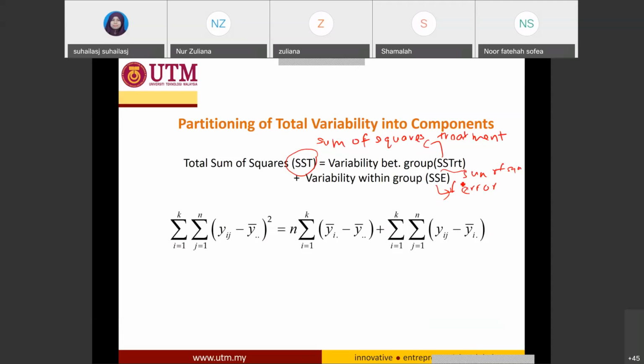So that means your total variation, total variability SST, splits into two components: variability between group and variability within group. Okay, variability between group and then variability within group. Okay, apa maksud dia? Variability between group, variability within group.